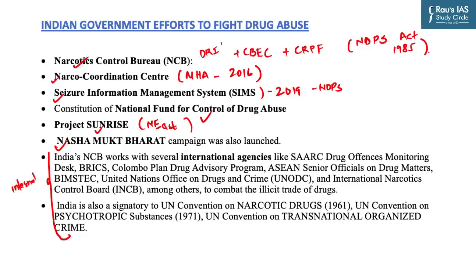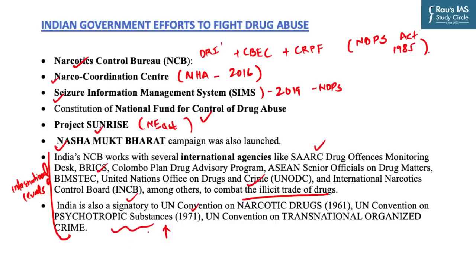Apart from the national measures, the Indian government is particularly engaging at international levels also, as India's NCB works with several international agencies like SAARC, BRICS, the United Nations Office on Drugs and Crime, the International Narcotics Control Board, etc. to combat the illicit trade of drugs. Apart from that, India is also a signatory to the UN Convention on Narcotic Drugs and the Convention on Psychotropic Substances.